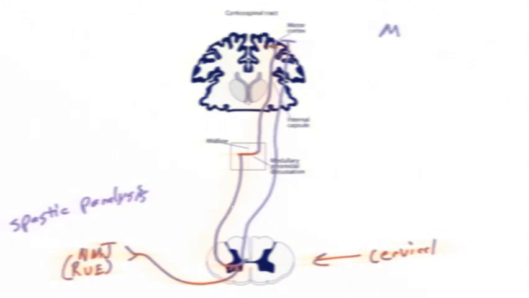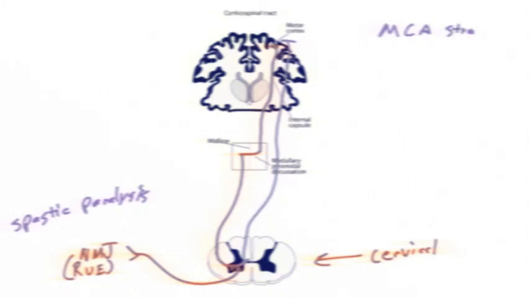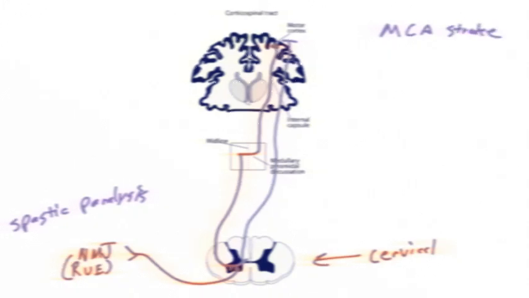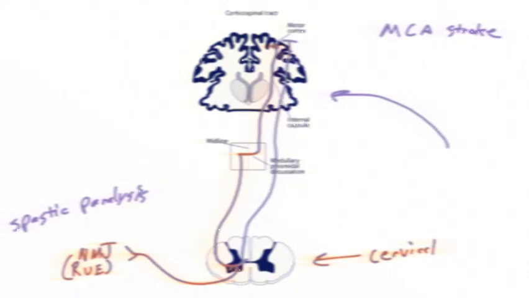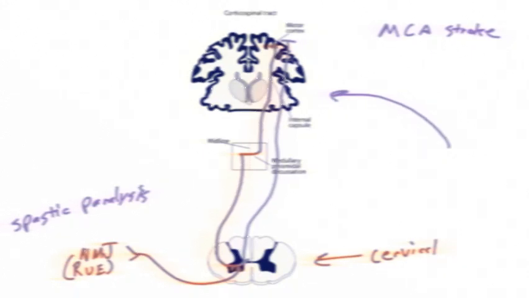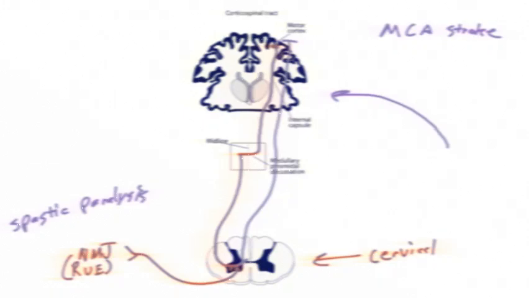However, if I now told you that the patient had an MCA stroke, then where would you identify the lesion? So you would then focus your attention on the brain where strokes occur. And you would think that the lesion happened prior to the decussation. So you'd focus your attention simply on the MCA area or the motor cortex.